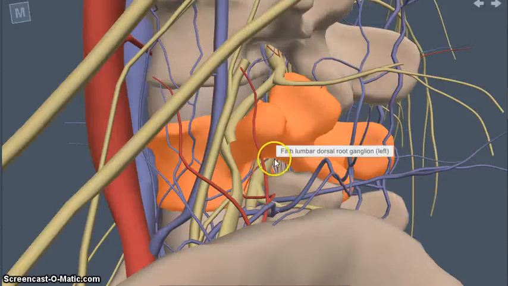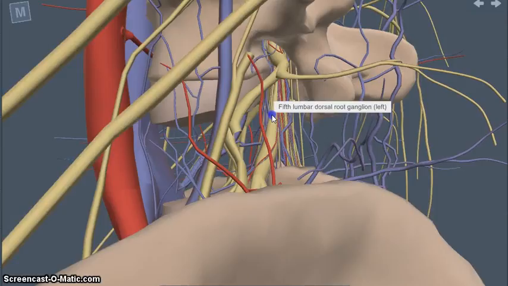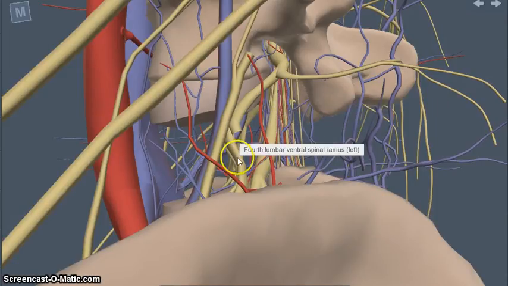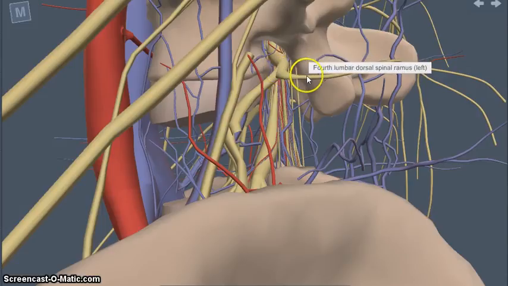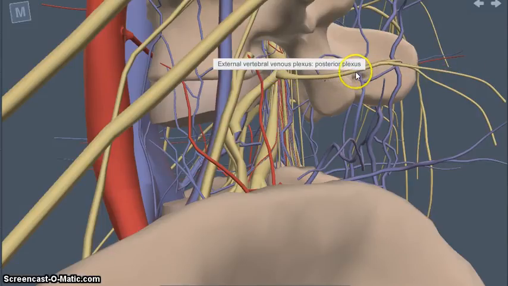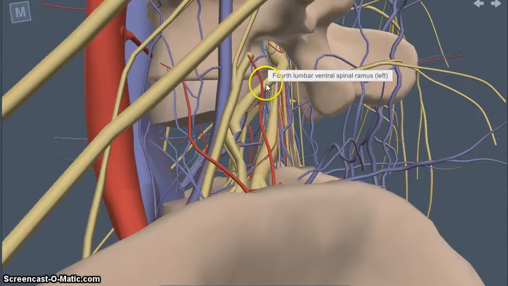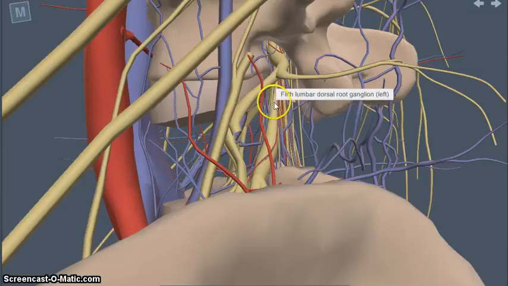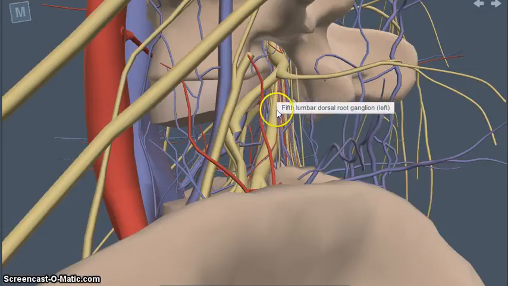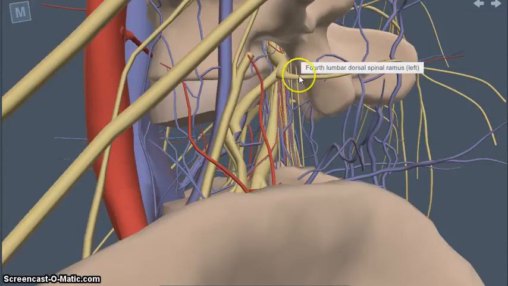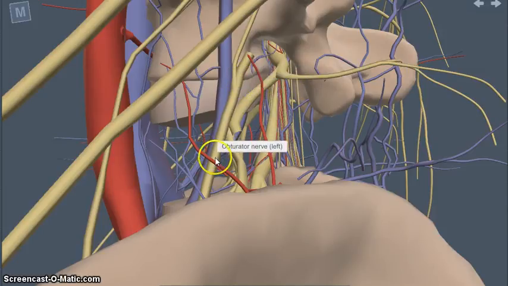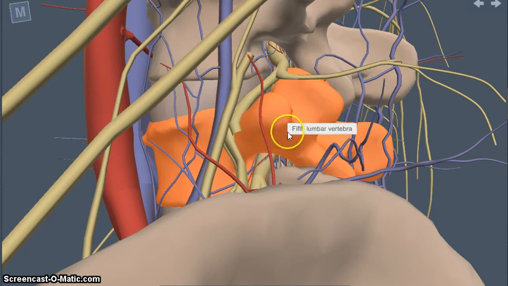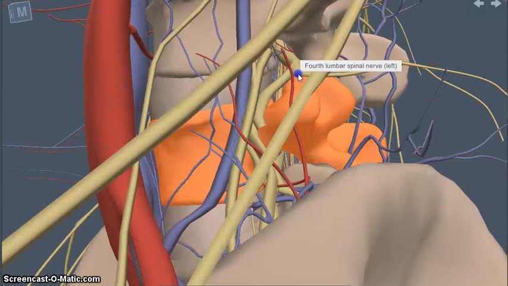We're just going to switch gears quickly and look at the intervertebral foramen. Here I've removed L5 and we're taking a look at L4. You can see the fourth lumbar spinal nerve, and there's the dorsal ramus coming off the back, and the ventral ramus coming off the front, and this is the fifth lumbar dorsal root ganglion. You also are going to see the obturator nerve coming down through here, and the fourth lumbar vertebrae coming down through here. So I'm going to add L5 back in, and you can see that it's pretty tight quarters.